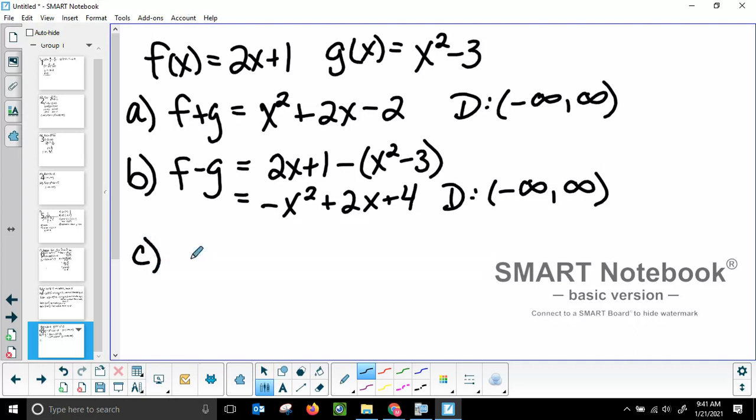C says f times g. So here we're just multiplying.